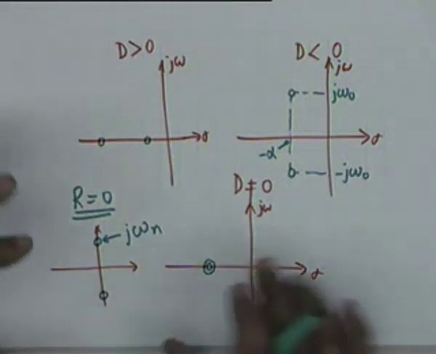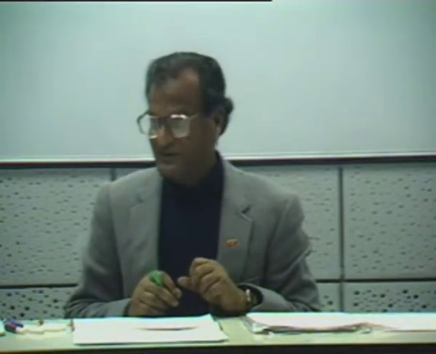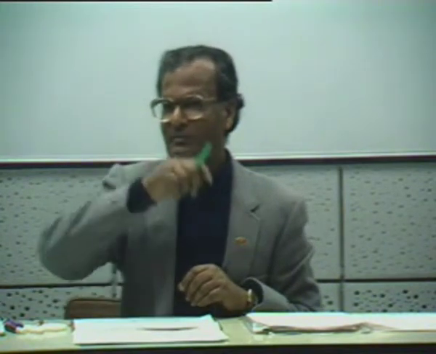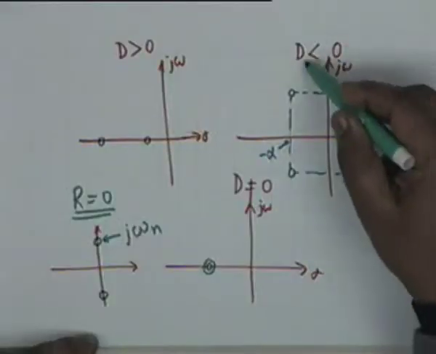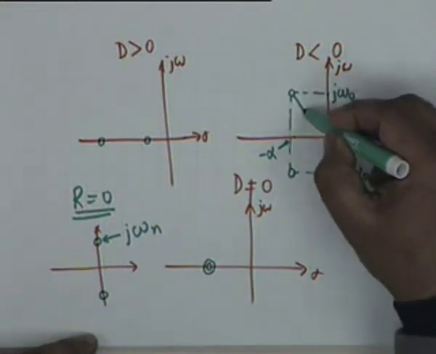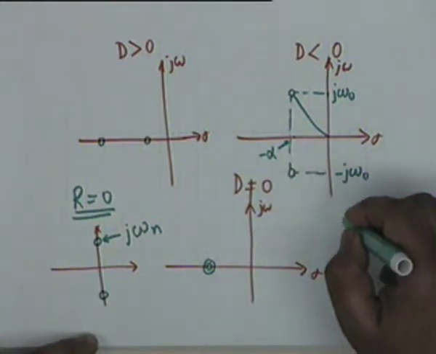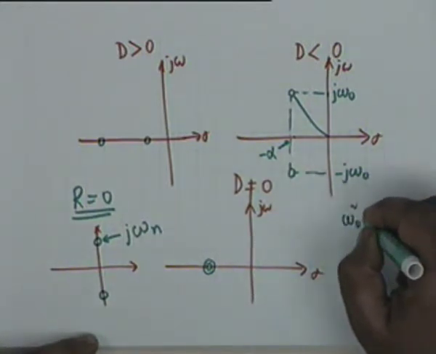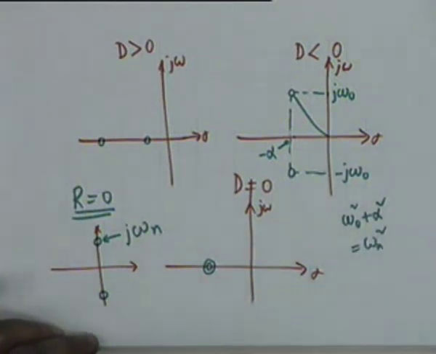Right? Now, I want you to look at this figure carefully. If the figure is too small on the monitor, I can draw it again in a larger version. Can you see distinctly from the last bench? Okay. Now, look at this case, D less than 0. This is omega 0 and this distance is alpha. So, what is the distance of the root from the origin? Omega naught squared plus alpha squared. Isn't this simply equal to omega n squared?